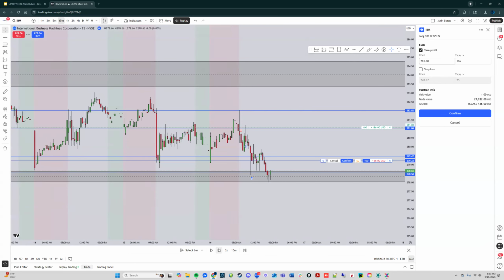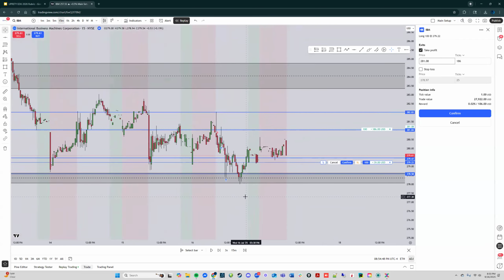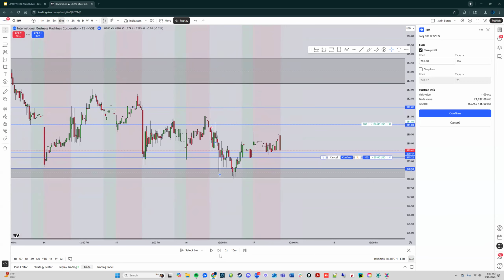Okay, maybe I would have gotten stopped out there. But we're still inside of that zone, so we're going to just keep this going. We're going to get out if we're outside of this zone. Now, once again, if you were to trade this, I'm just going to close this here.